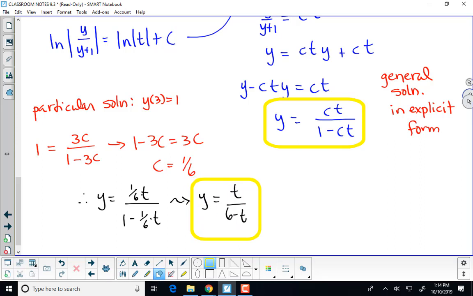When you have a general solution with more than one c, will all the c's be the same? Unless you have a differential equation that was second order, then you'd have two c's that were different. So in this case, we have a first order differential equation, so we should end up with just a single constant. All right. Any other questions on that?